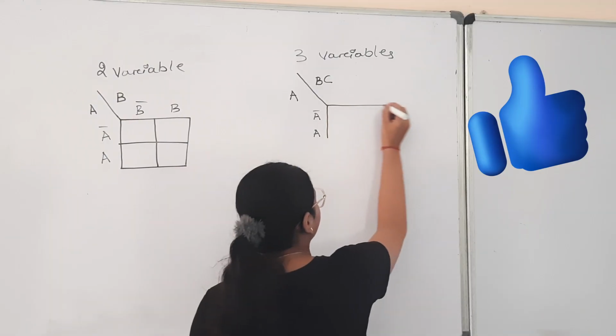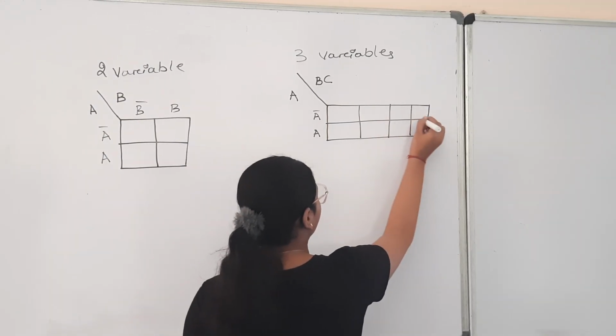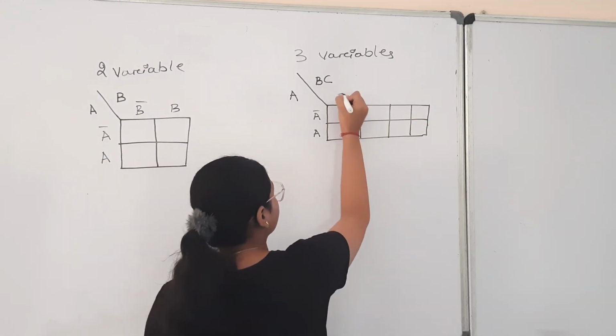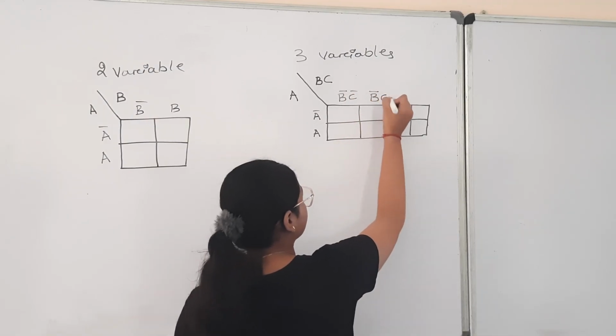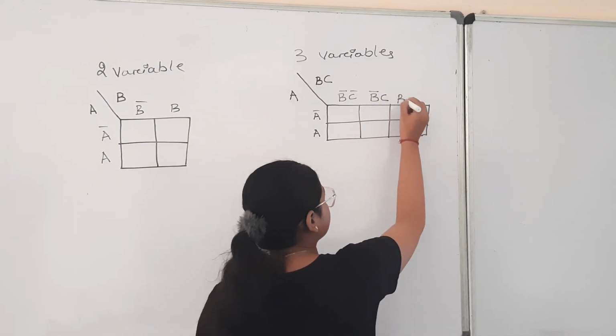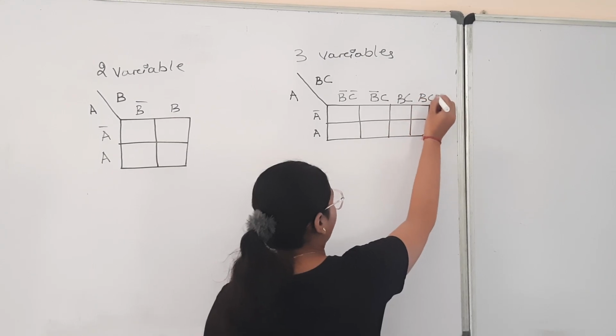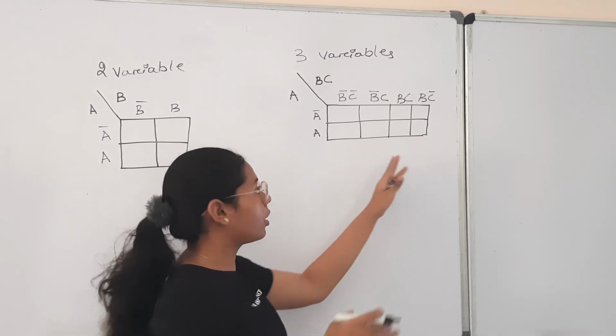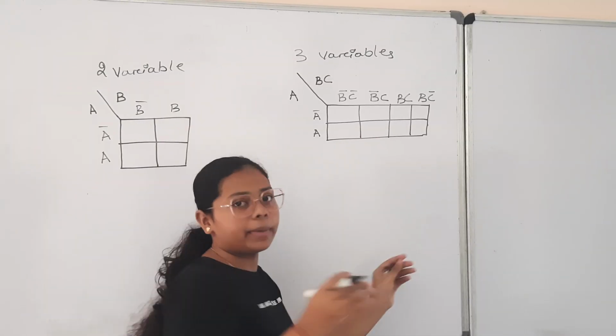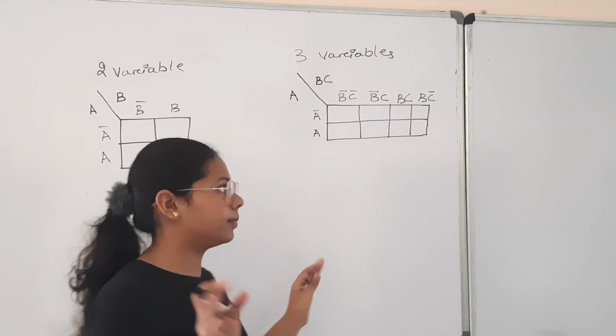Now I am drawing 4 columns. Column 1 will be named B0, C0, then B0, C, then B, C and B, C0. Here comes the twist. In column 3 and column 4, I swap them with each other. Keep it in your mind.